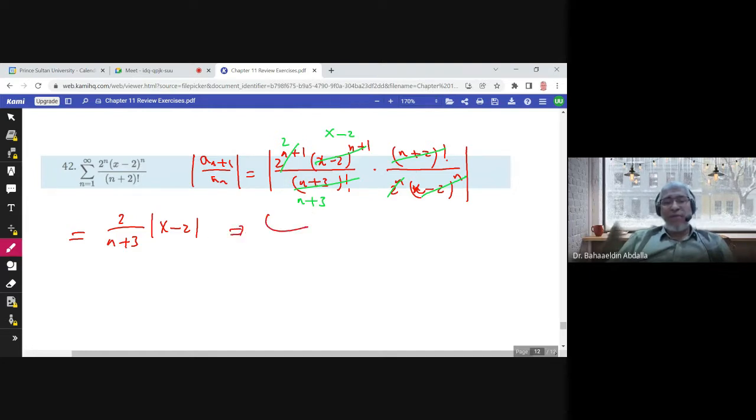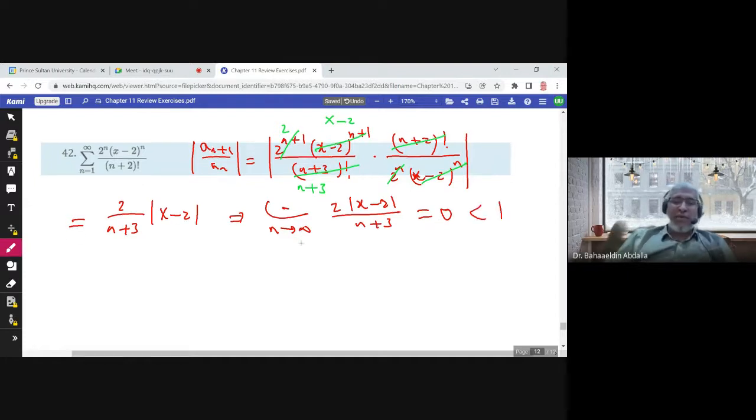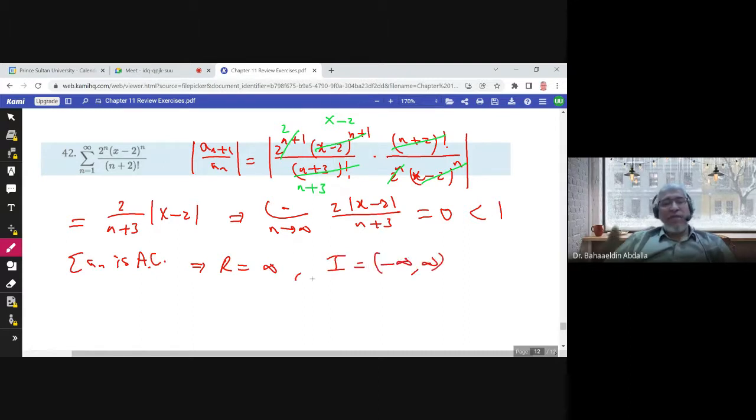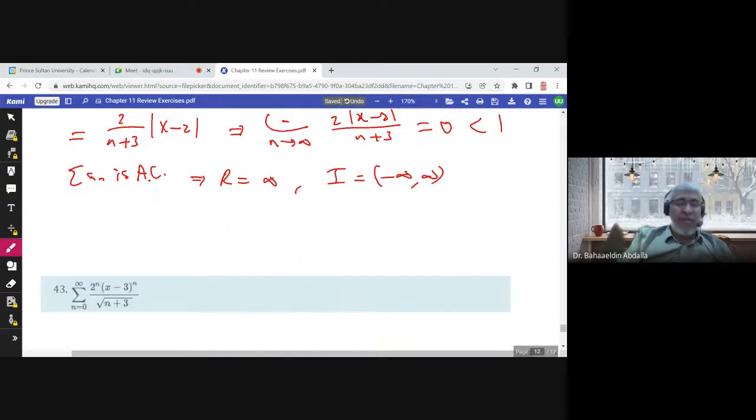So the limit of 2 absolute value of x minus 2 over n plus 3 when n goes to infinity, anything infinity plus 3 is infinity, anything over infinity is 0. Of course, x is not infinity, and 0 is always less than 1. So the series is absolutely convergent. So it's always convergent. So the radius of convergence is infinity, and the interval of convergence is from negative infinity to infinity.